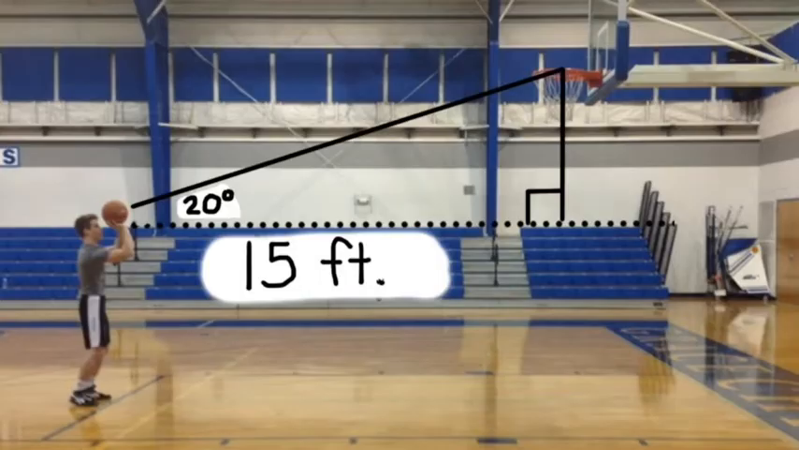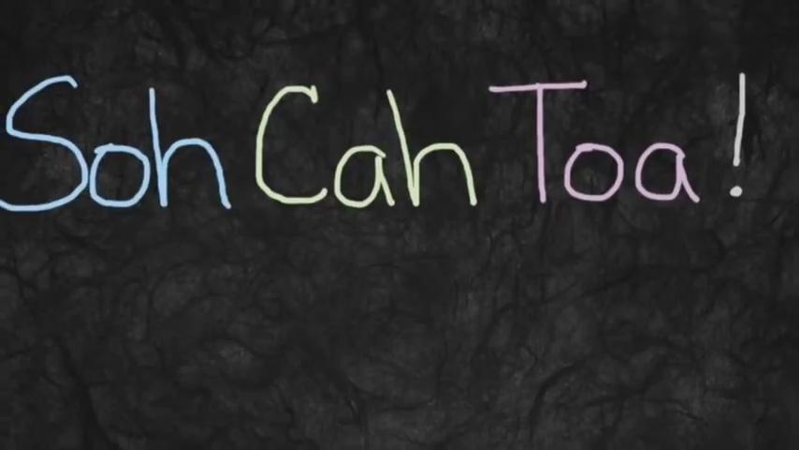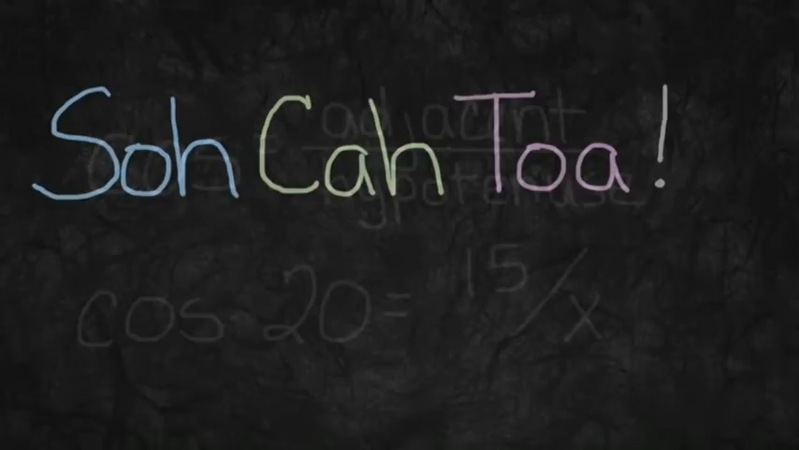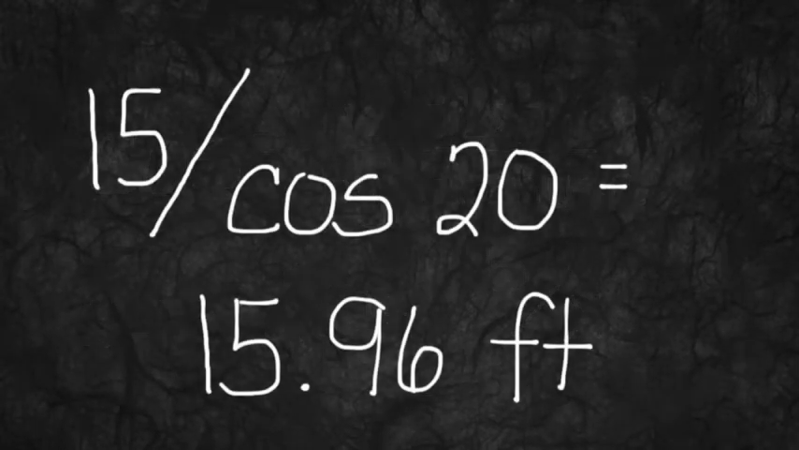What trig function gives us this ratio? And the winner is cosine. Cosine of 20 is 15 divided by the hypotenuse. So the basket is almost 16 feet away from Michael. Well, 15 feet 11.5 inches to be exact.